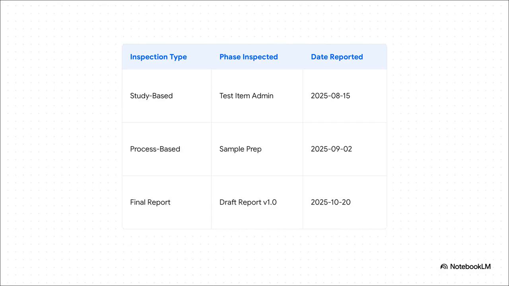And here's what one actually looks like. For our Apex Labs study, the QA statement is this simple table. It lists every type of inspection that was performed, the specific part of the study they looked at, and the exact date the findings were reported. And then, crucially, it ends with that powerful confirmation. The final report reflects the raw data. It's all signed by the QA auditor. This one page is the final auditable record of their oversight from start to finish.